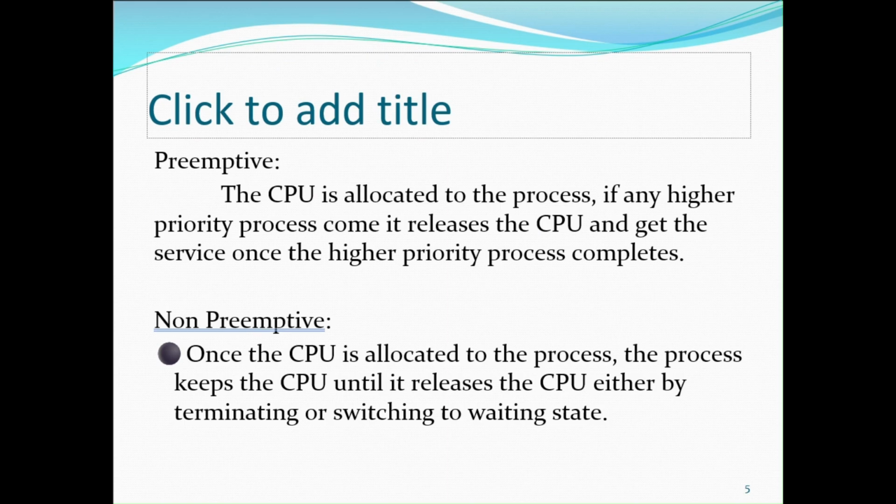So what next? We should know the terms very clearly: preemptive or non-preemptive. What is meant by preemptive and what is meant by non-preemptive? Preemption means one processor is there, and two jobs are waiting in the queue. One process has entered the processor for execution. If a higher priority process comes, what will happen? The processor automatically switches over to that process to execute it. That is called preemption.